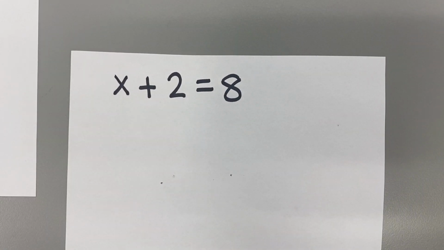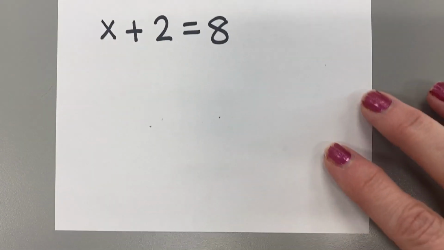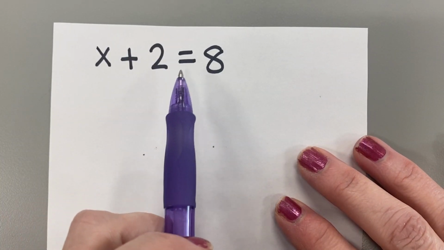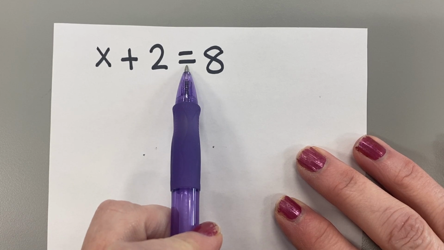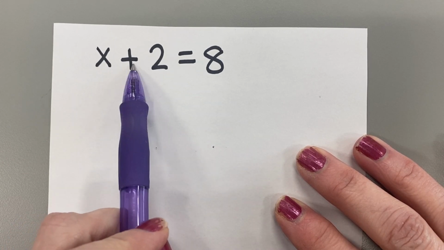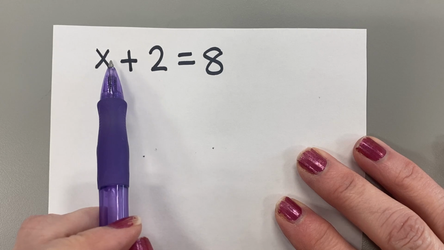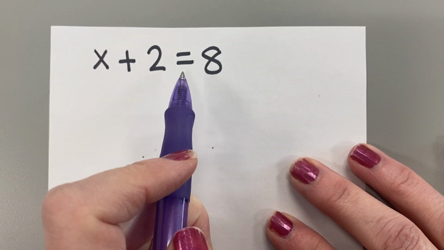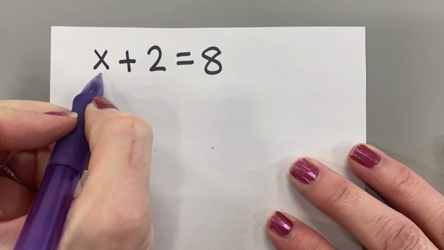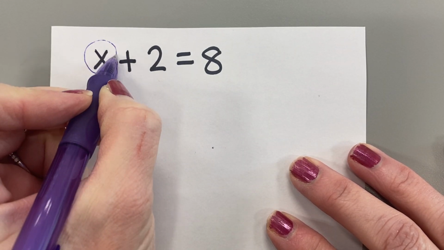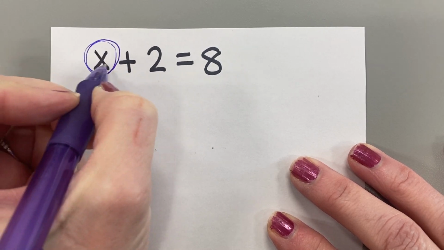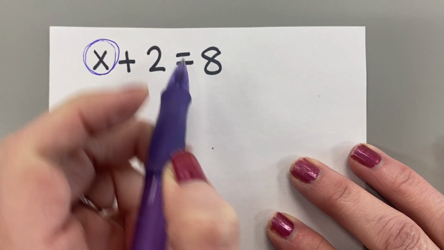Here's our first example. X plus 2 equals 8. Now, this is an equation, and the reason it's an equation is because we have an equal sign. On the left side, we have x plus 2, which is an algebraic expression. On the right side, we have 8. And because of the equal sign, we're trying to find what value of x, what number, would be plugged in there or substituted to make these two sides equivalent.